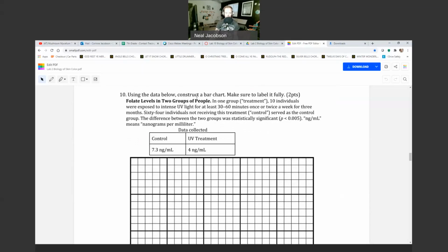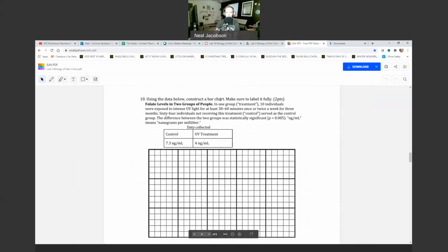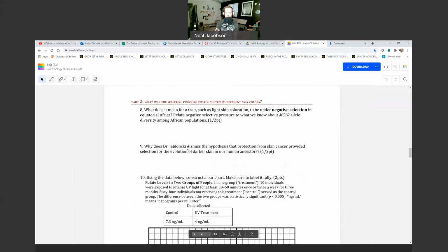All right, so we can use the data below. I'm going to zoom out just a little bit so I can do this. So we're going to make a chart. So what these guys did, and this has to do with folate, right? So this Dr. Jablonski dismisses the hypothesis that skin cancer is the reason for the evolution of darker skin.